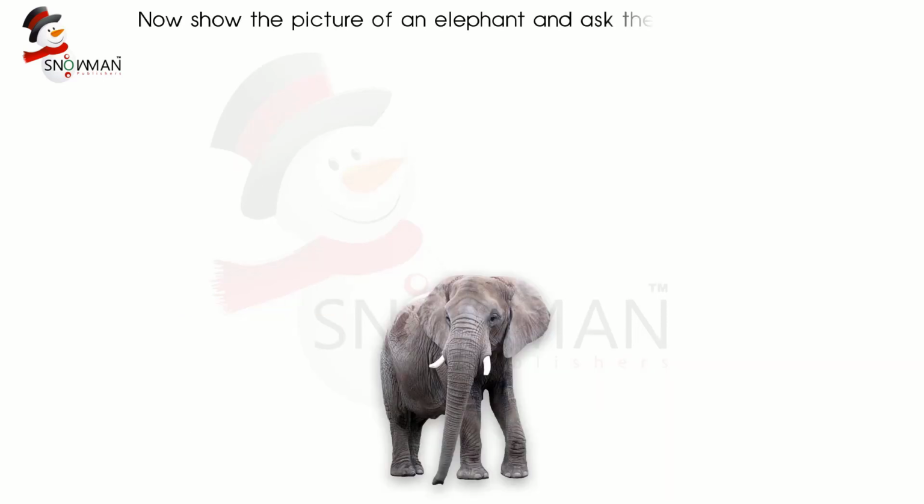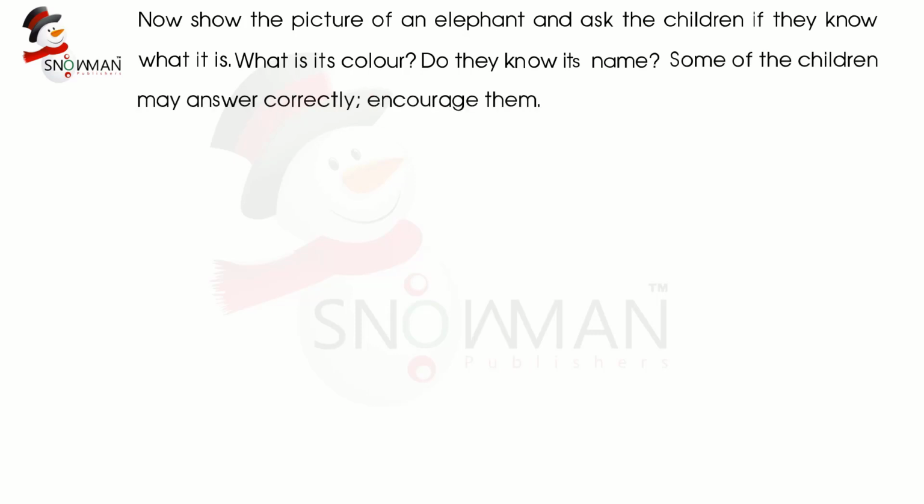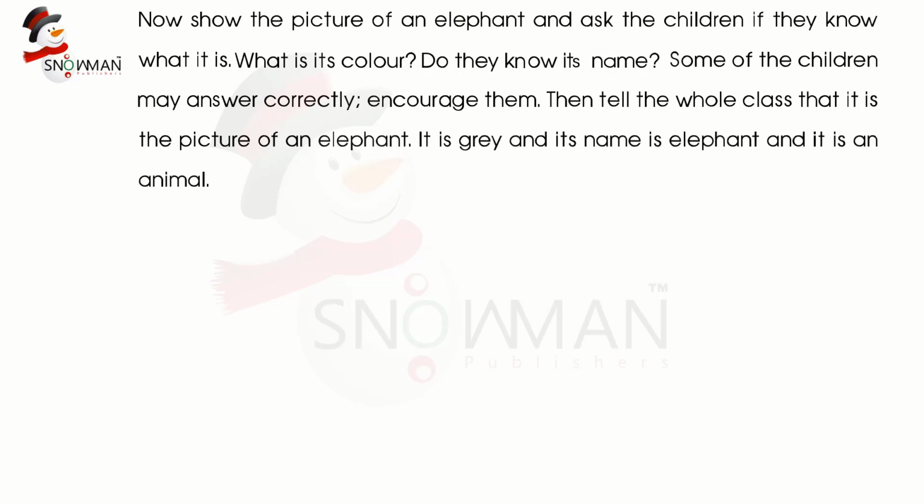Now, show the picture of an elephant and ask the children if they know what it is. What is its color? Do they know its name? Some of the children may answer correctly. Encourage them. Then tell the whole class that it is the picture of an elephant. It is grey and its name is elephant, and it is an animal.